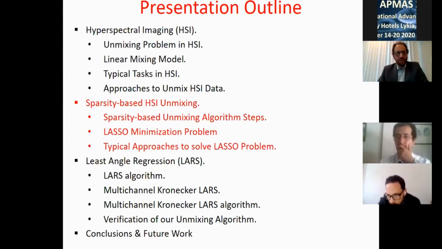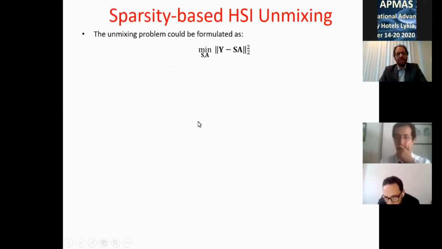Now I'm going to focus on sparsity-based hyperspectral image unmixing and how it is done using sparse signal processing ideas. The way it works is that we can think of the unmixing problem like this. Remember, Y are just the pixels in a matrix, where we would like to find matrix S and matrix A that would fit this data. What we're looking at here is minimizing the fit between the data and the model we have in mind, which is the linear mixture model, where S and A are both unknown.